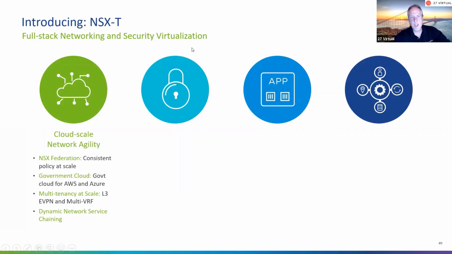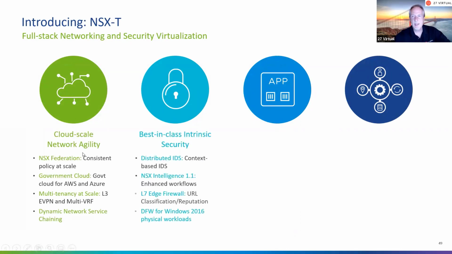Some new features in the latest version of NSX-T. The NSX Federation, a huge feature that's going to be maturing over time. GovCloud support for AWS and Azure. Multi-tenancy at scale, EVPN support and multi-VRF as well. And dynamic network service chaining as we add more network security services. The IDS/IPS feature, huge, huge feature in NSX-T 3.0. NSX Intelligence for application-based visibility. You know, when you go to build firewall rules, how do you know what ports to block? This will help you with that.